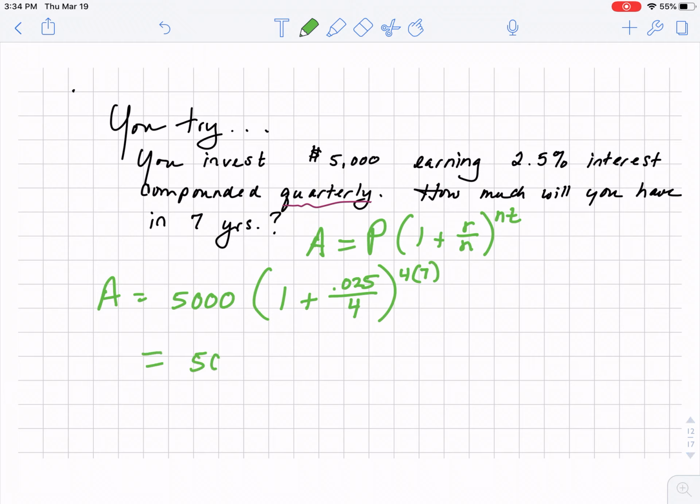So if I do this out, 5,000. I'm going to do it on my calculator. I'm going to take 0.025 and divide that by 4. I get 0.00625. I add 1 to that. I put that to the 28th power, right? Because 4 times 7 is 28. I get this crazy long decimal. I multiply that by 5,000. I get this. So this is, I'll just cross that out.